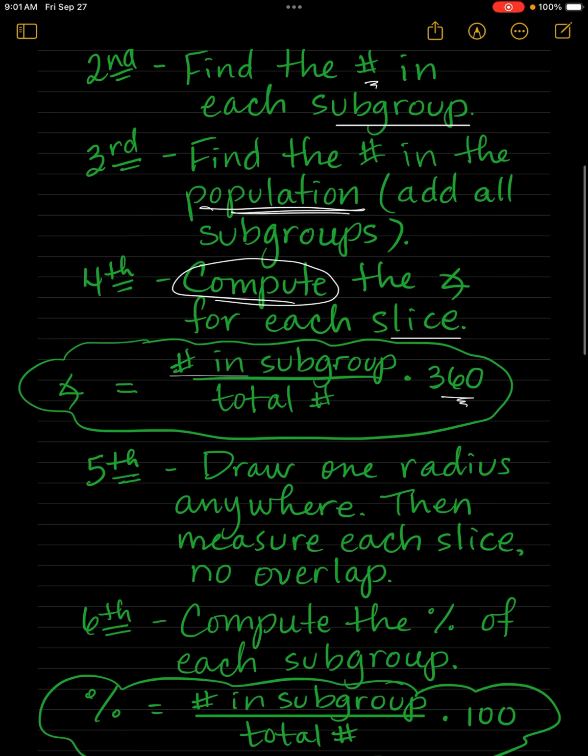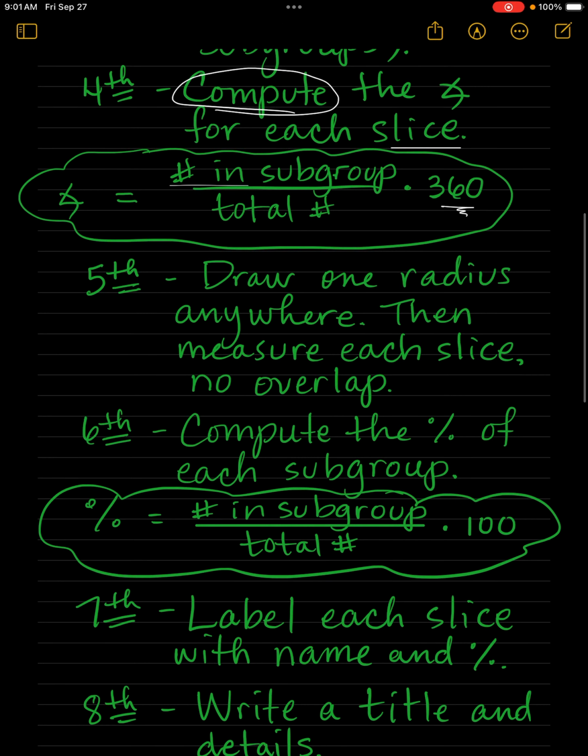Okay, so now with your circle, you'll draw the first radius. I usually draw it off to the right at 3 o'clock. And then you start measuring your angles with the protractor. Don't overlap. Draw each angle, whatever that size is, and make sure they don't overlap.